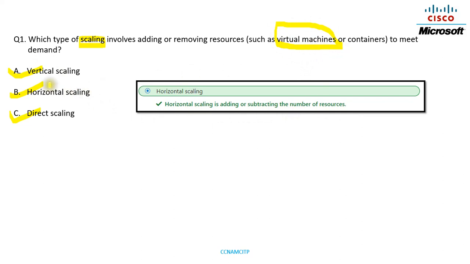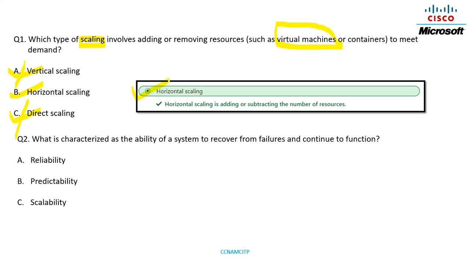Vertical scaling is to increase the capacity of a particular resource. You should know the difference between these, and if you want, you can go through my channel and check the video. I will also upload some more videos separately, topic by topic, a series of 6 or 7 videos coming up. So the correct answer for this is horizontal, not direct or vertical. Make a note of this, guys. This was one of the questions in my examination.